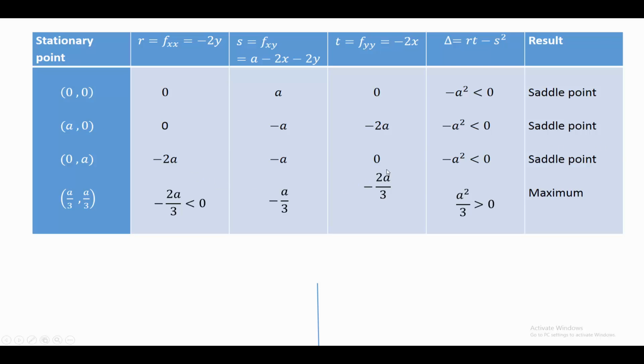At that point, r into t is 0. Minus of minus a square is minus a square. This is also negative. Delta negative. So this is also a saddle point.